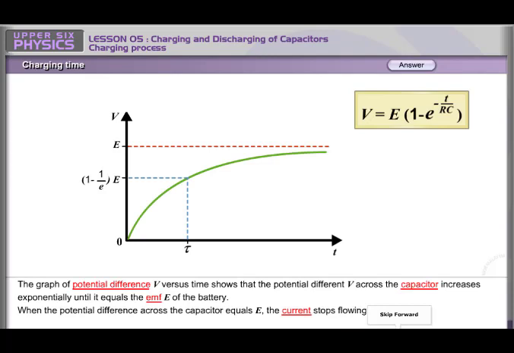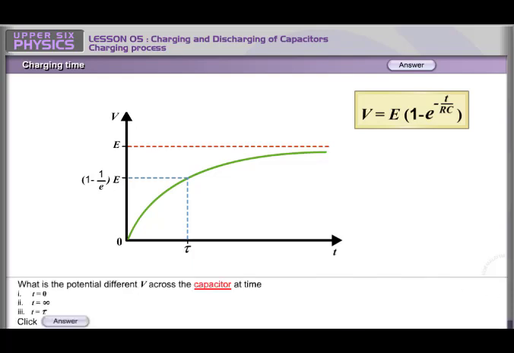The graph of potential difference V versus time shows that the potential difference V across the capacitor increases exponentially until it equals the EMF E of the battery. When the potential difference across the capacitor equals E, the current stops flowing. What is the potential difference V across the capacitor at time t equals 0, t equals infinity, t equals tau? Click the answer button.